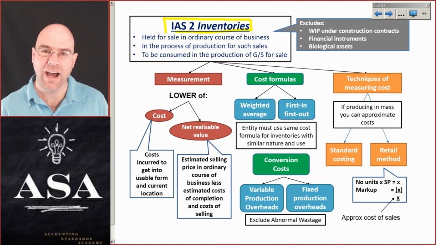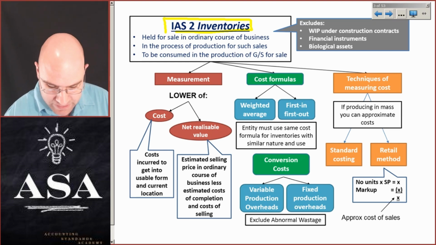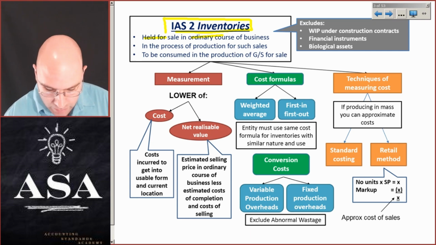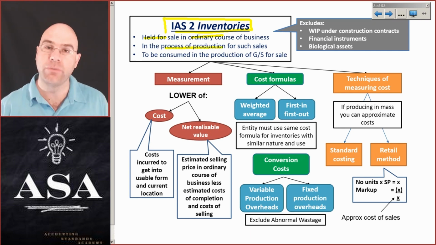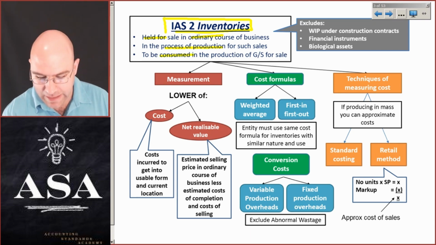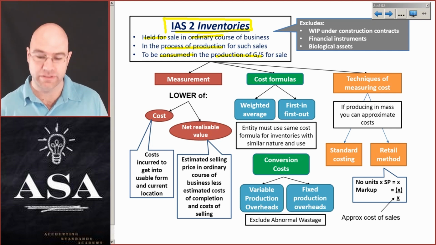So, what is IAS 2 inventories all about? Well, it's about assets that are held for sale in the ordinary course of business, or are held in the process of production for such sales, or are assets that will be consumed in the production of goods or services that will finally be held for sale.